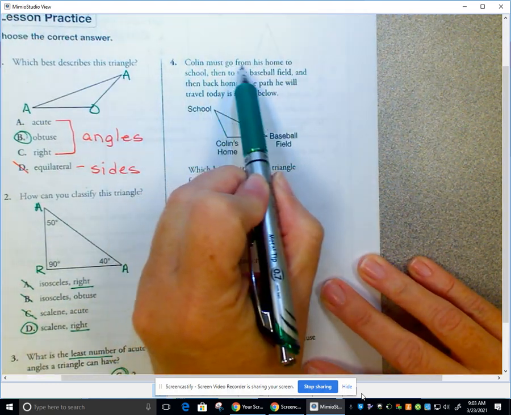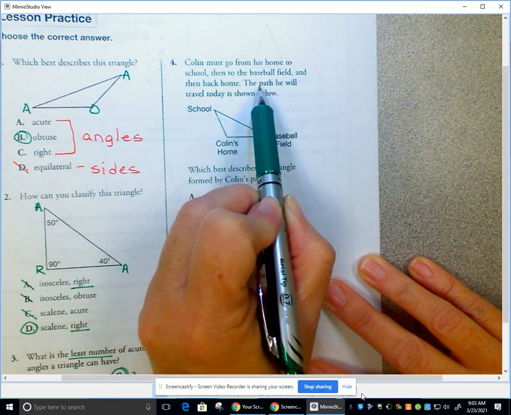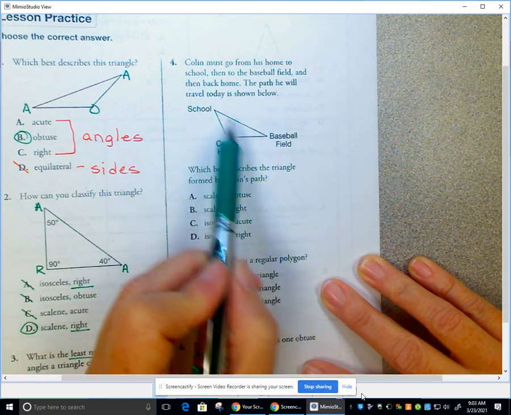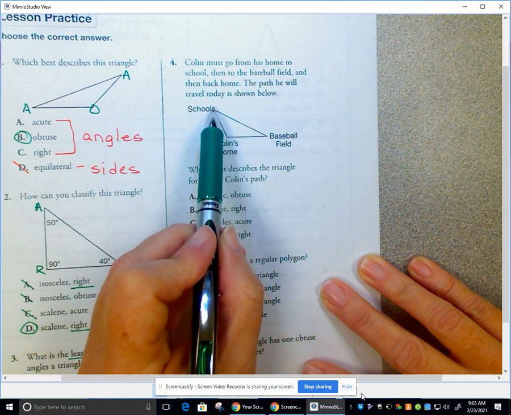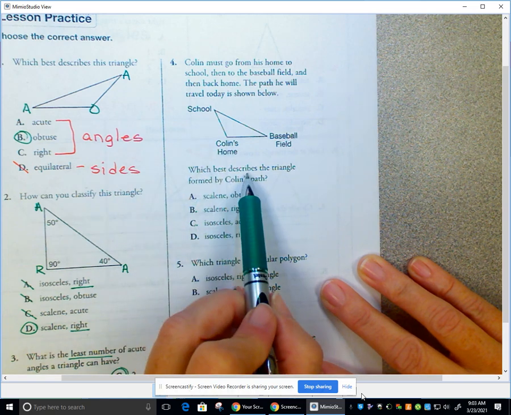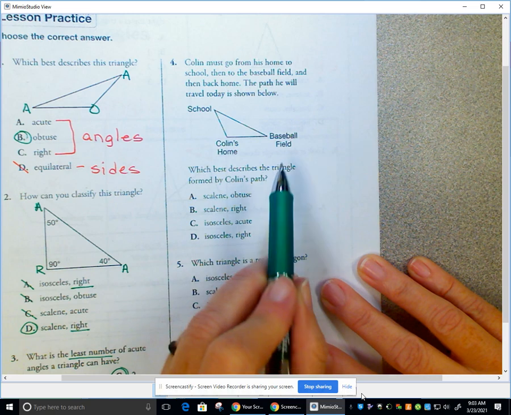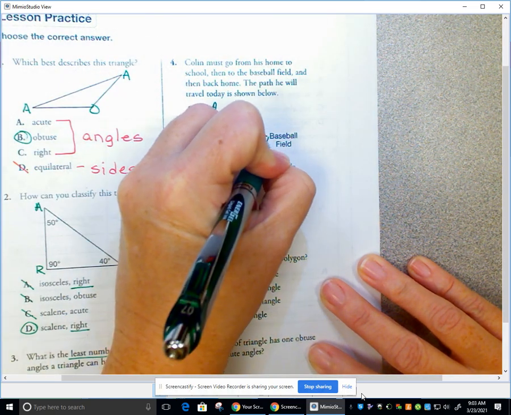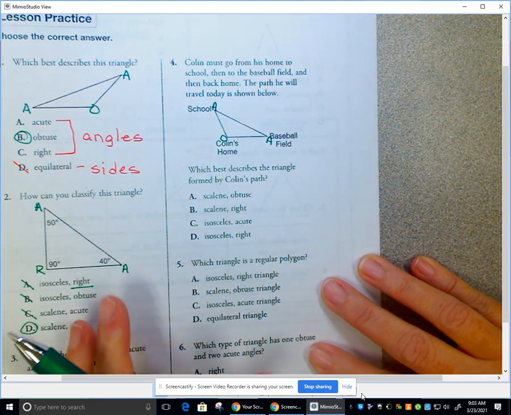All right, it says Colin must go from his home to school and then to the baseball field and then back home. The path he will travel today is shown below. Here's his path. Go from home to school to the baseball field, then back home. Which best describes the triangle formed by Colin's path? I'm going to look at the angles first. Let me go ahead and name my angles. Acute, acute, obtuse.